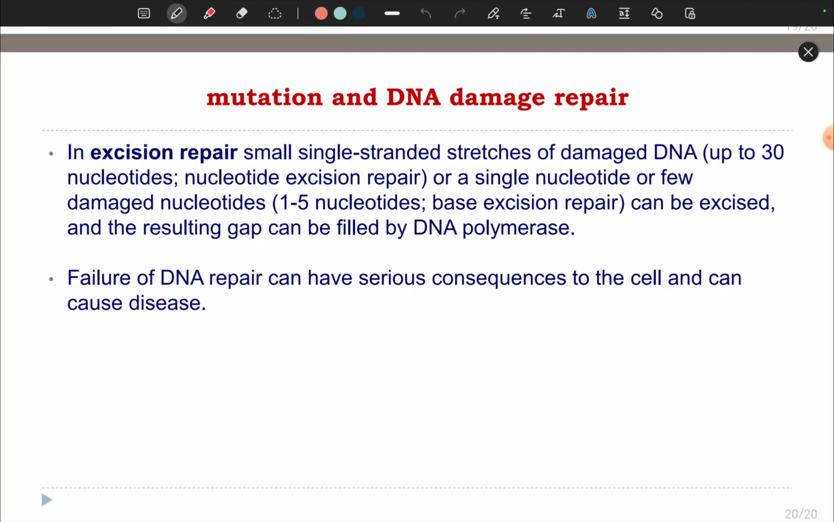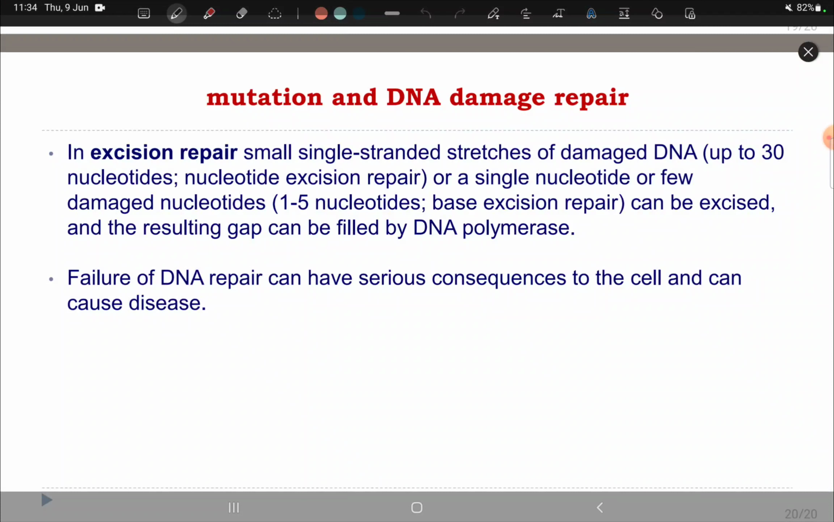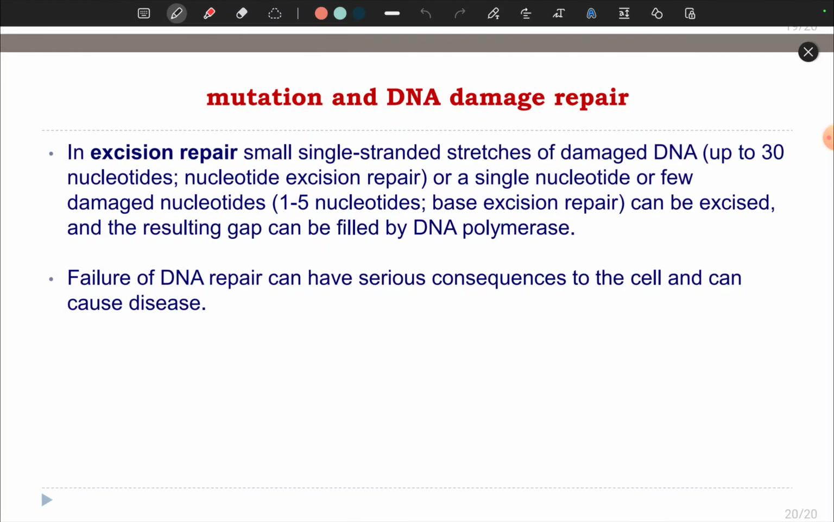Frame of reading is for the genetic codon. Insertion or deletion: insertion is a frame shift mutation, deletion is a frame shift mutation. That's when it is in the coding region. Outside the coding region, I call it just subtraction or addition, insertion or deletion mutation. There is no shift, no change in the frame of the reading.